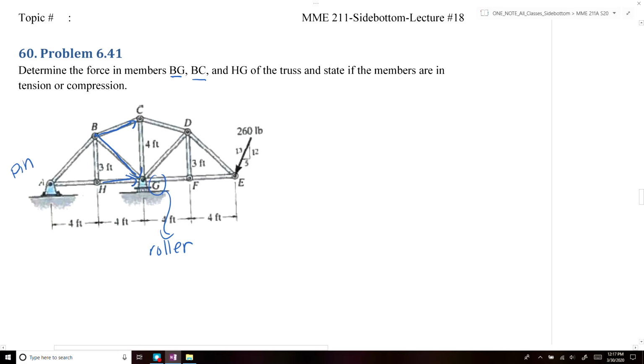If you're given a truss problem and told explicitly to find three forces, or forces within only three members, that's usually a good hint that you should try to apply the method of sections. So the first step for the method of sections is you'll need to determine the reaction forces at the supports.